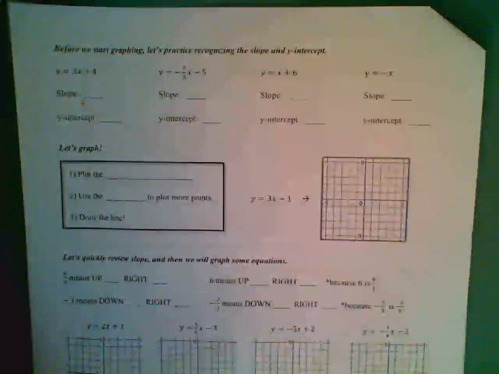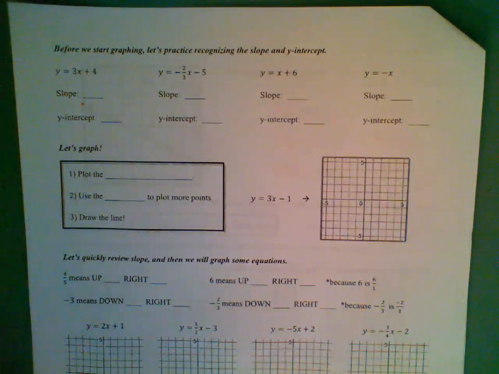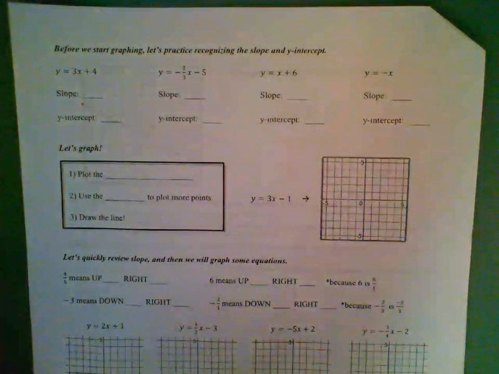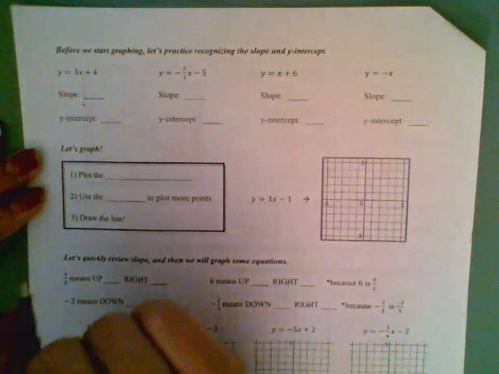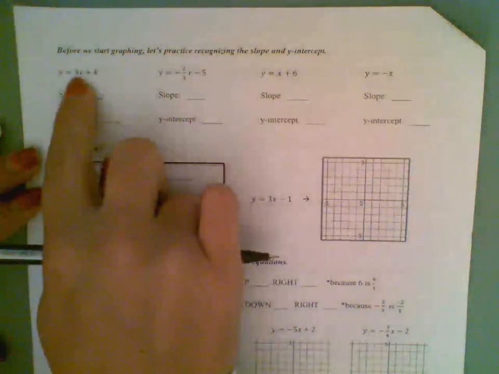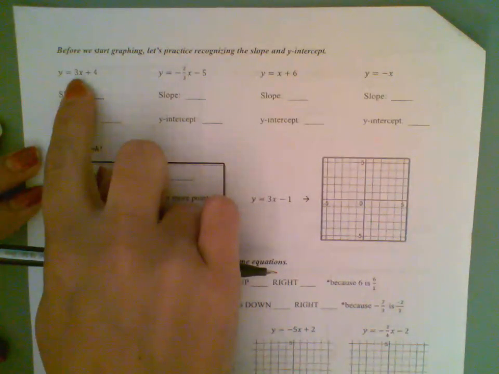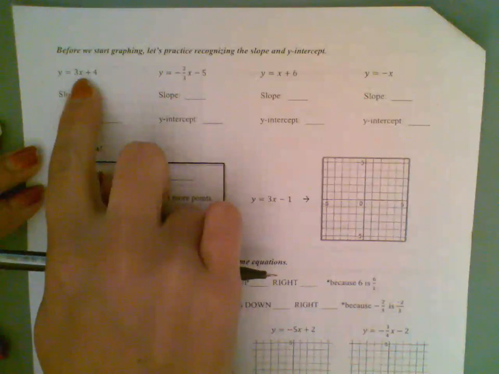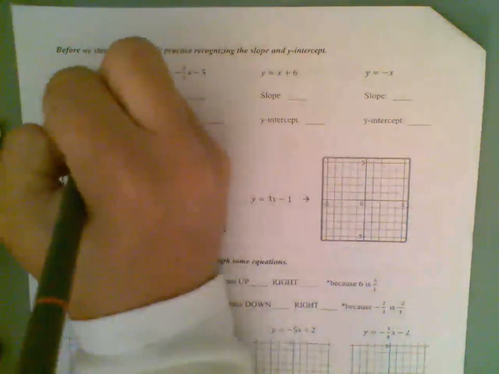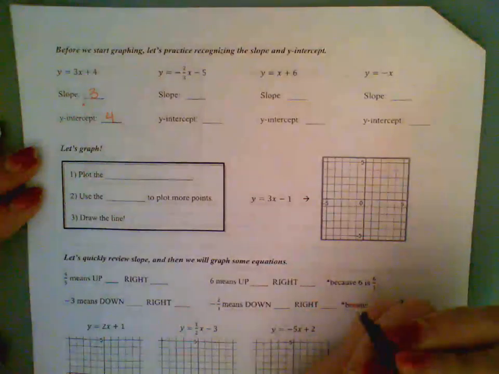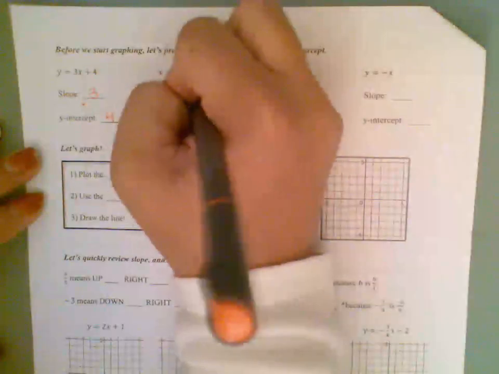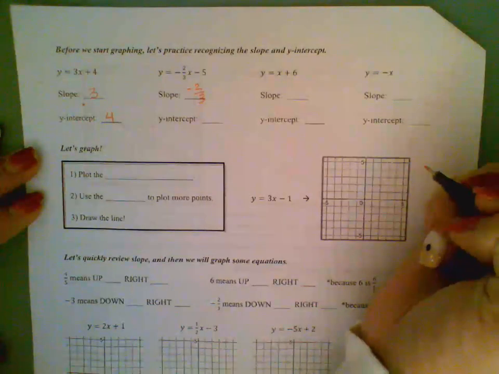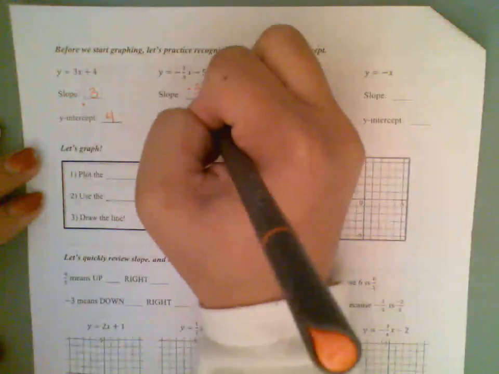Before we start graphing, let's practice recognizing the slope and the y-intercept. For this one, the slope is always attached to the x, whatever number's with the x. You're not going to write the x, it's just going to be the number 3. The y-intercept is 4. For the next one, the slope is -2 over 3. The y-intercept is -5.